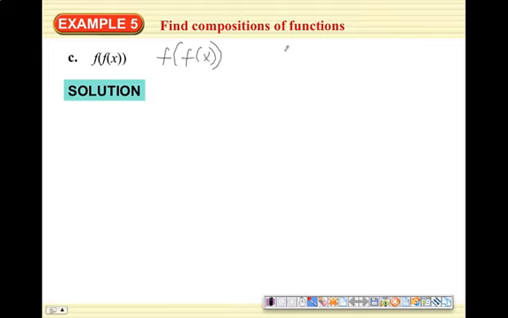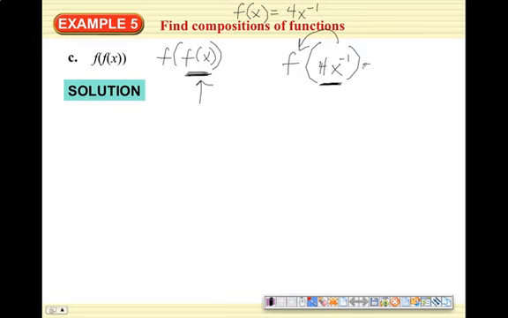F of x. So let's replace f of x with what it was. I believe it was 4x to the negative 1. So we got f of, this was 4x to the negative 1 power. Now all we're going to do is plug in this. I'll write this up here. F of x, 4x to the negative 1. We're going to plug this into the f, which is basically plugging it into itself. So we're going to plug this into right here.